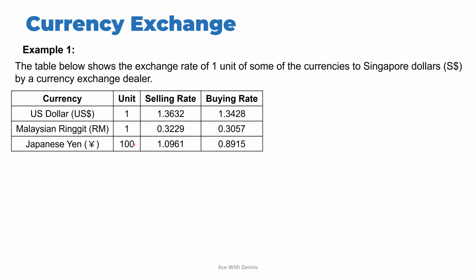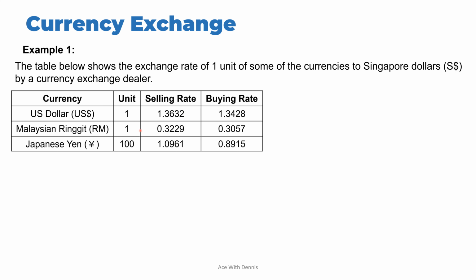What's the reason? Okay, because it means that let's say US dollar, I want to buy $1 from this dealer, so they sell me at this rate. So I have to pay him 1.3632 Singapore dollars in order to get $1. On the opposite side, if I have $1, then they will buy from me 1.3428 Singapore dollars. Okay, so this is how we interpret the data here.